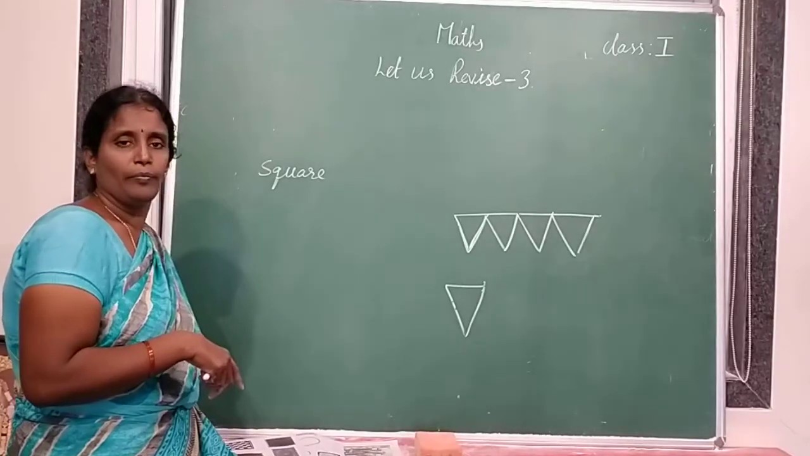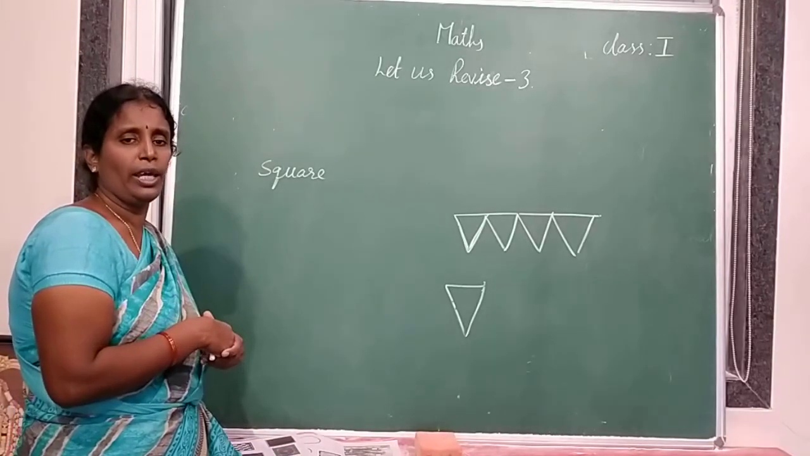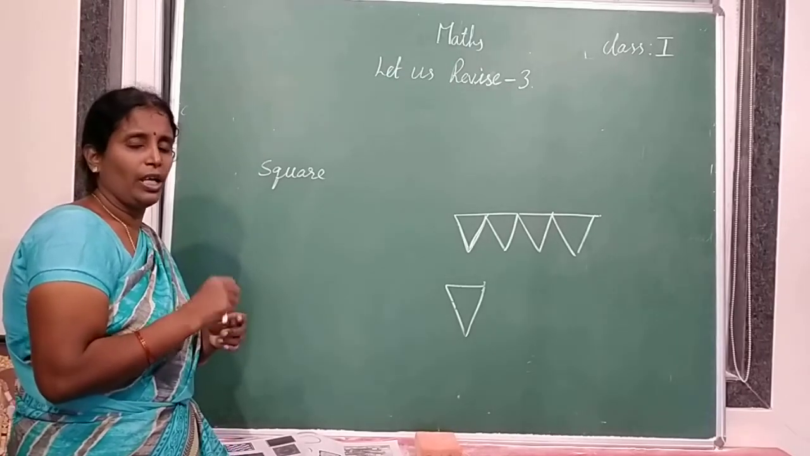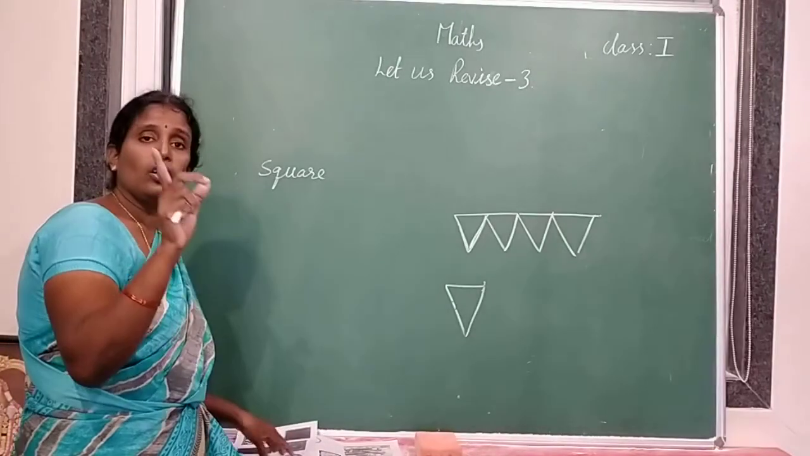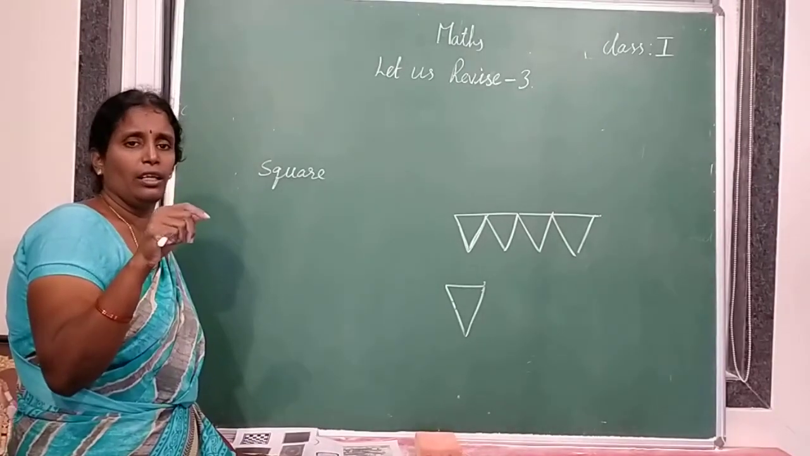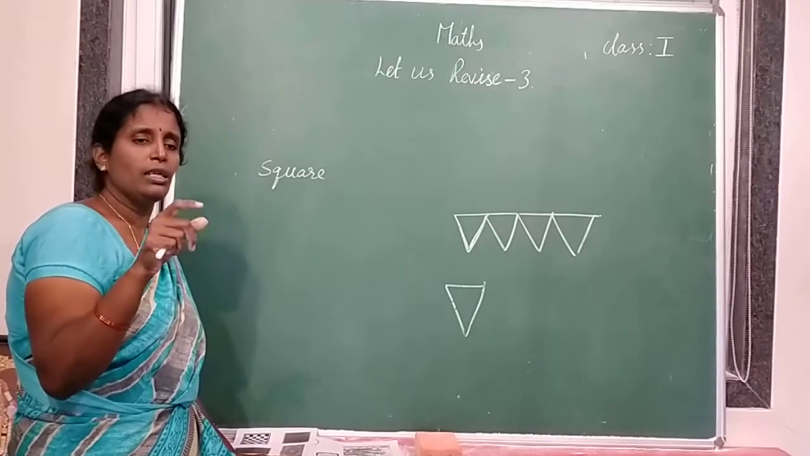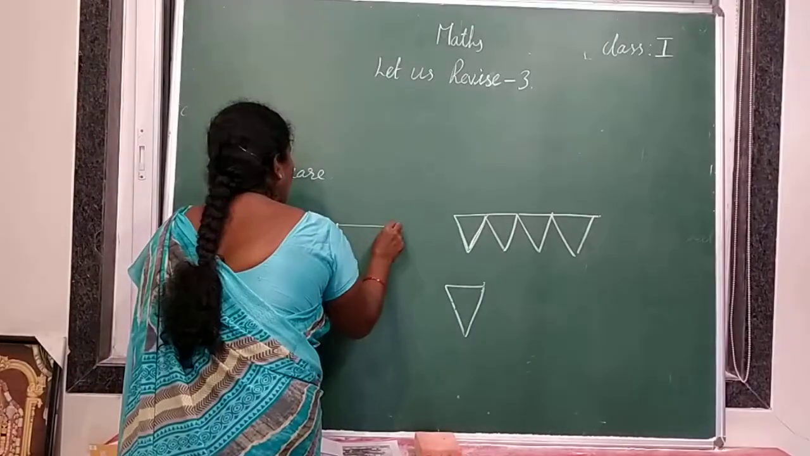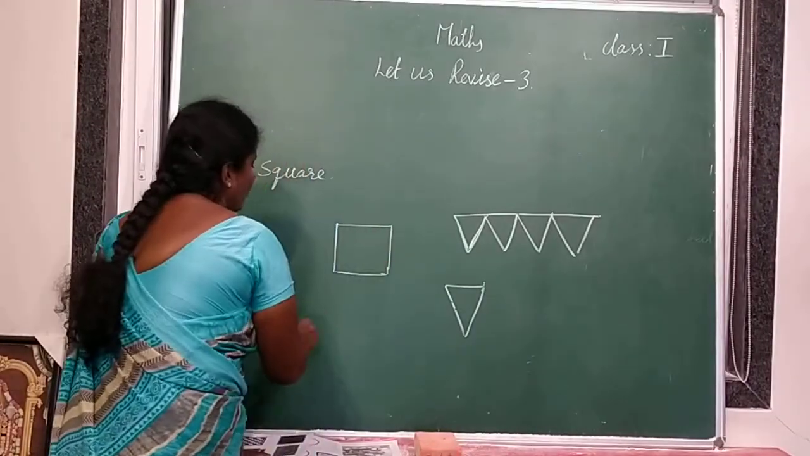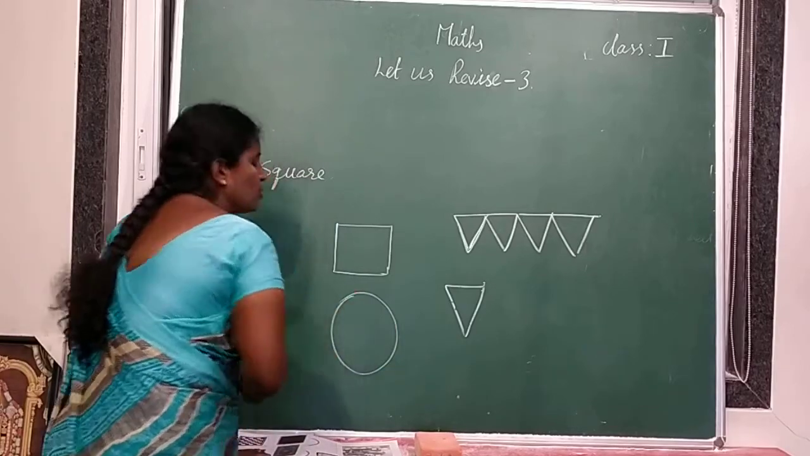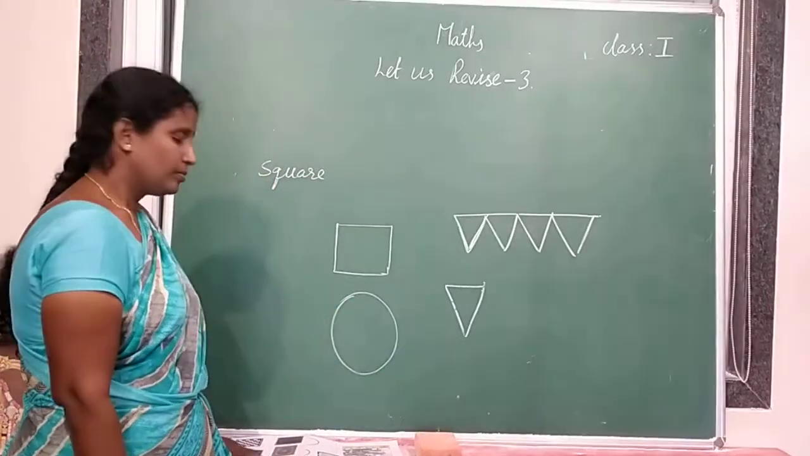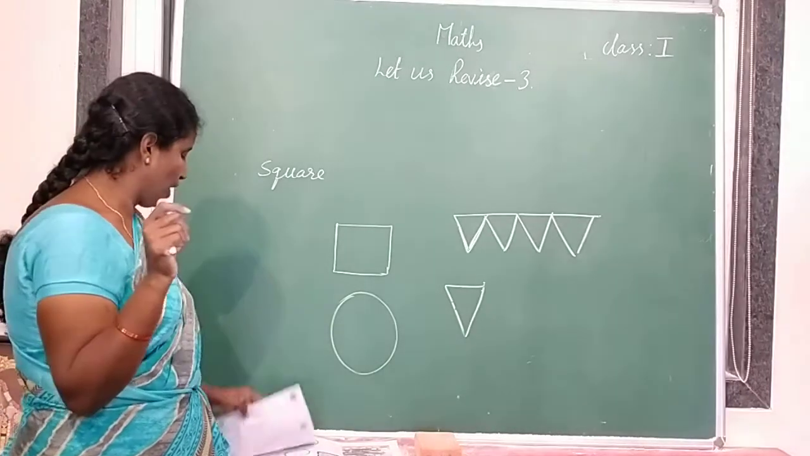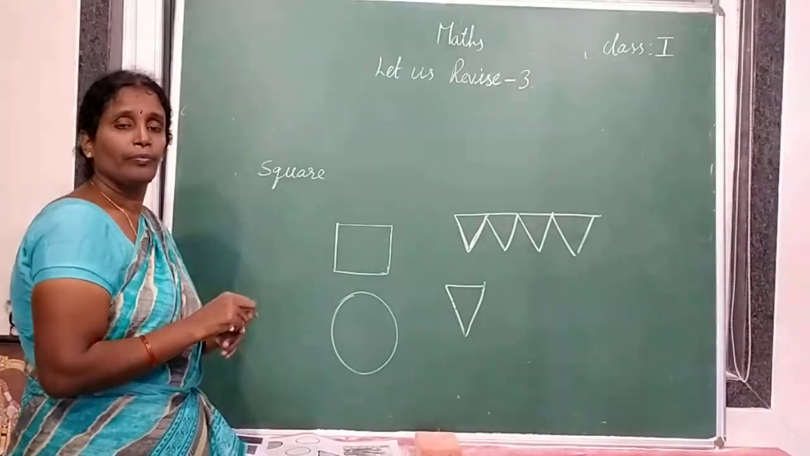Next, circle. So what are the objects in circle shape? Bangles. Bangles are in circle shape. Next, clock. Clocks are also in circle shape. Some of the clocks are in square shape also. Understood? Some of the wall clocks are in square shape and some of the clocks in circle shape. Okay. Next, pizza. Do you know pizza? So it is in which shape? Circle shape.